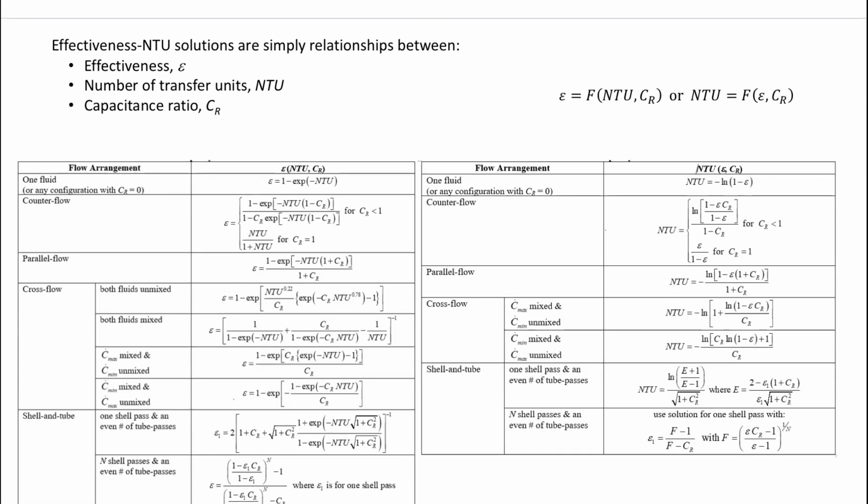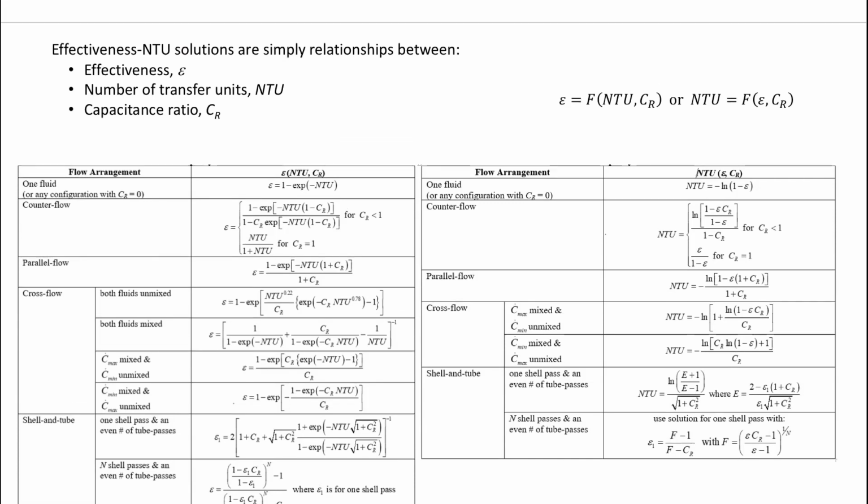Effectiveness is one half of this. Effectiveness is defined as the amount of heat you're transferring across the heat exchanger, divided by the maximum possible amount of heat transfer. We'll talk a little more about what that means, but that's one of the parameters. There's this NTU parameter as well.